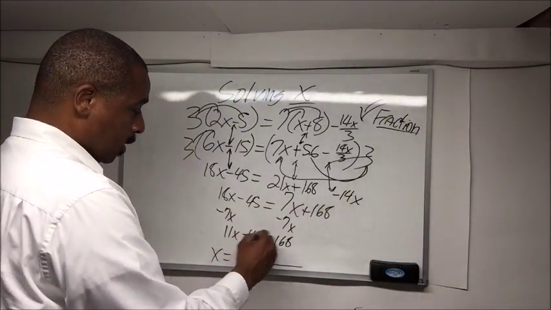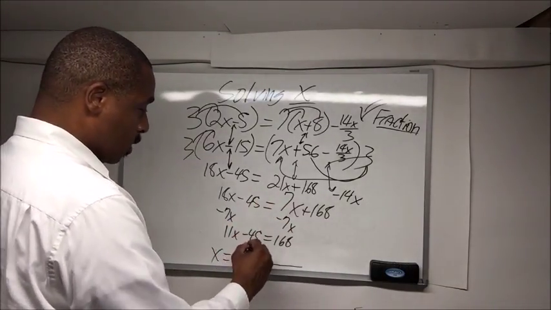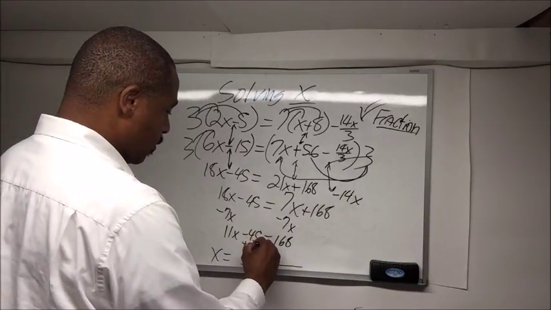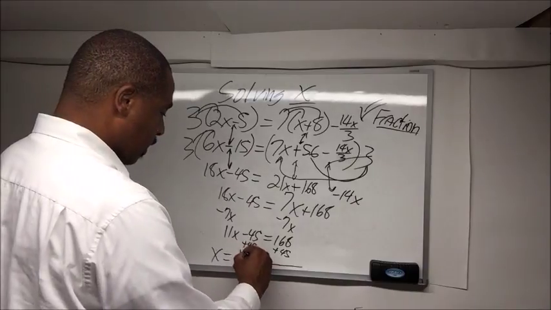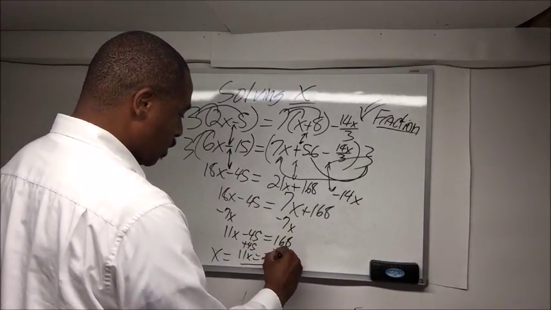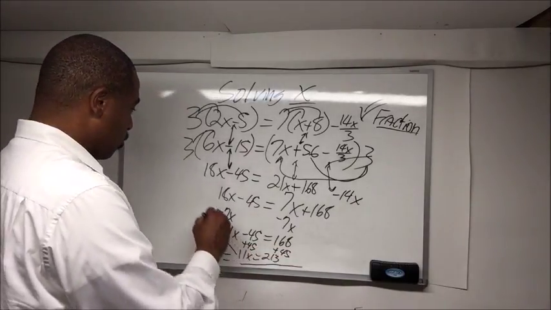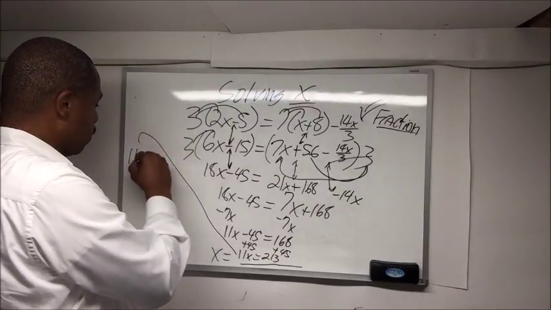And so now we want to get that 45 combined with the 168. So we're going to do the opposite. Plus 45. I do it to that side, I do it to that side. So we're going to get 11x equals 213. Now I'm going to bring that up here just to give us some breathing room.